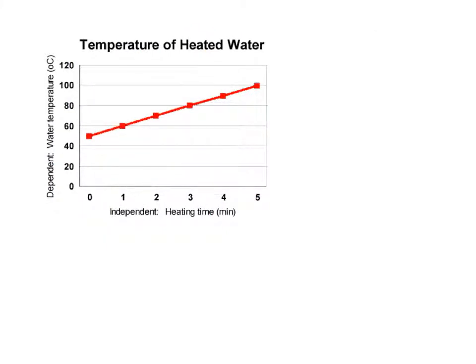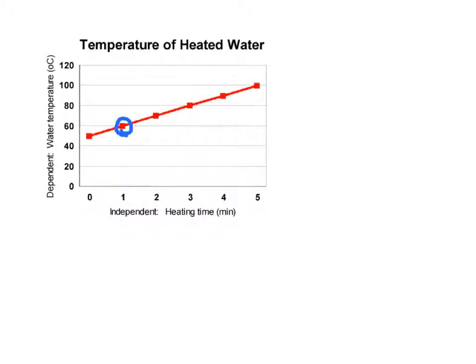Here we have a graph which is graphing the temperature of heated water. The vertical axis represents water temperature in degrees Celsius, and the horizontal axis represents time, this time in minutes. Again we have a line, so the slope of this line should be the same between any 2 points. I can start anywhere. How about if I start right here?